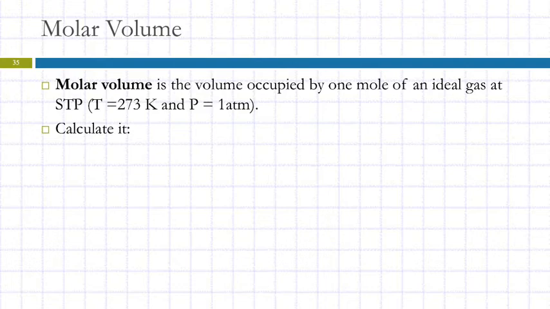We've talked about molar masses. A molar mass is the mass of 1 mole. A molar volume is the volume of 1 mole of gas. And we do that at STP so that we can compare them. So let's calculate the molar volume of 1 mole of a gas at STP.